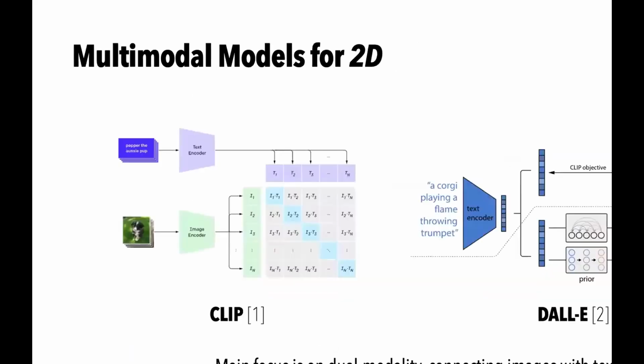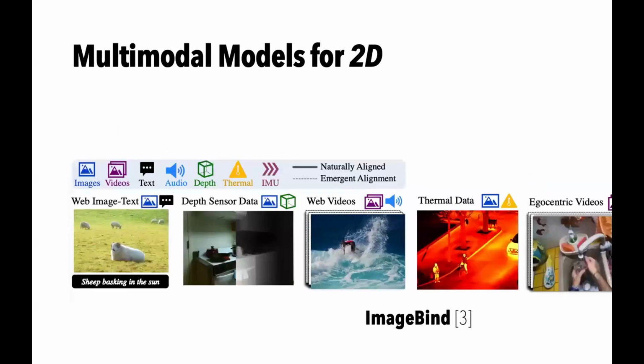And of course, there have been many works that work on multimodality, particularly in the 2D world. Lately we have a lot that have great results, such as Clip or DALI, but most of the works do focus on connecting images with text. ImageBind is a very interesting work in the 2D domain because it's actually able to connect many different types of modalities, such as audio, images, egocentric videos, thermal data, text, etc., in order to create one unified embedding space.